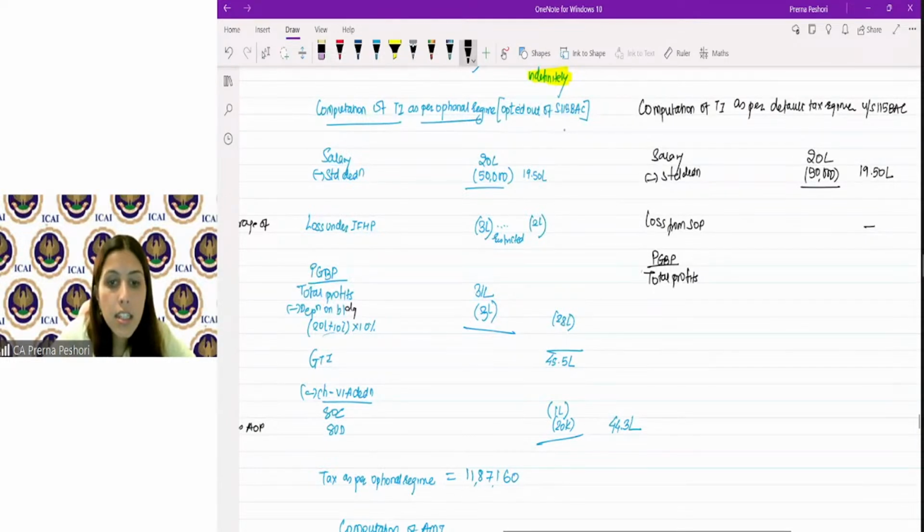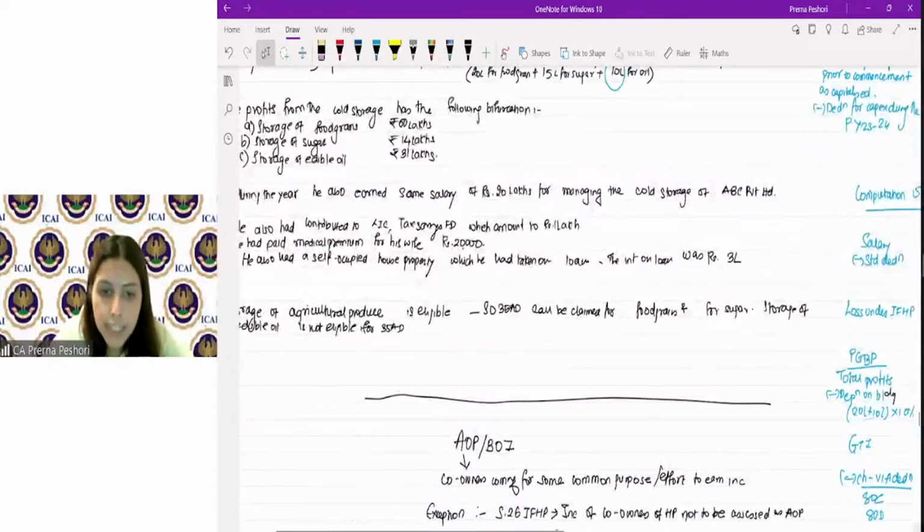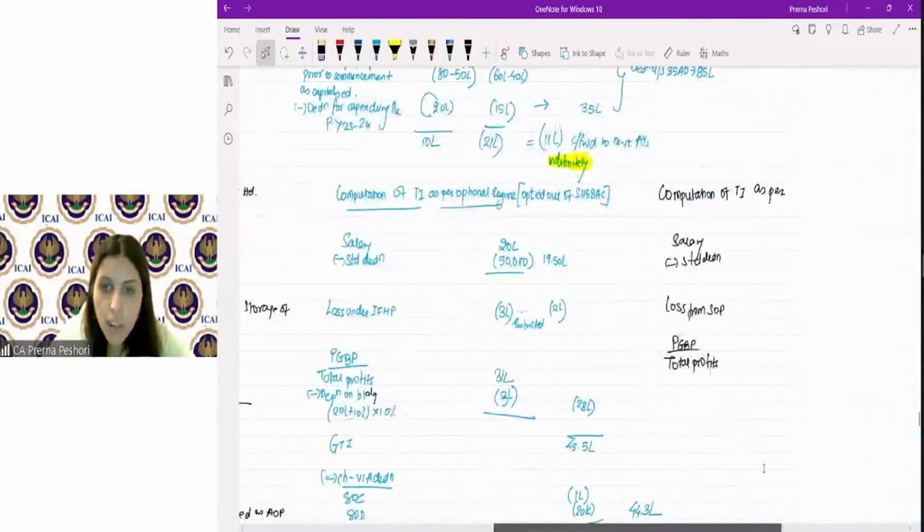What will be my PGBP? What will be the total net profits which will be taxable over here? So total profits over here are how much? Yes, 60 lakh, 14 lakhs and 31 lakhs. All three will be added together. So 60, 14 and 31, because here you will not get 35AD deduction. So 105 lakhs.